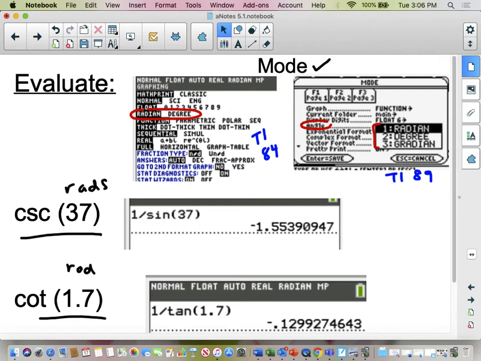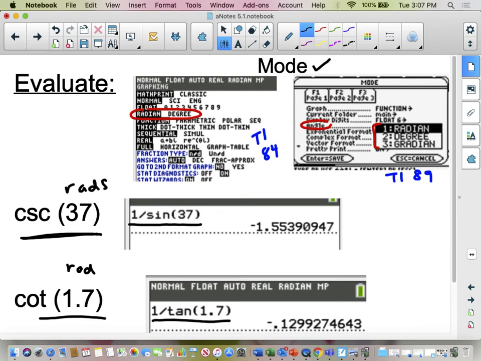The other thing I just wanted to make sure you were careful of when you type this into your calculator: cosecant, you don't have a cosecant button, but you do have a sine button on your calculator. So cosecant is the reciprocal of sine. So you reciprocal your trig function, but not the angle. Don't do 1 over 37. You do 1 over sine of 37. And same with cotangent, it's the reciprocal of tangent. So you don't flip the angle, you just flip the trig function.